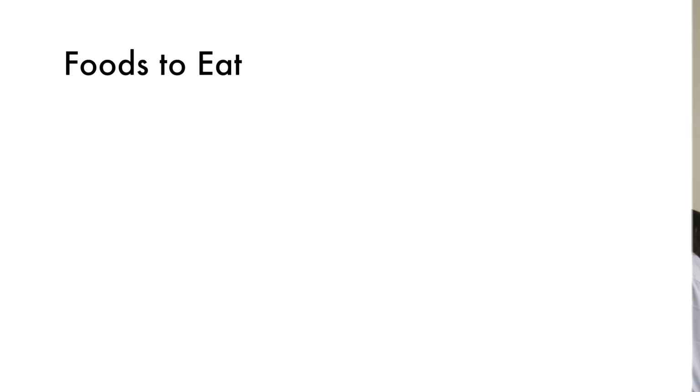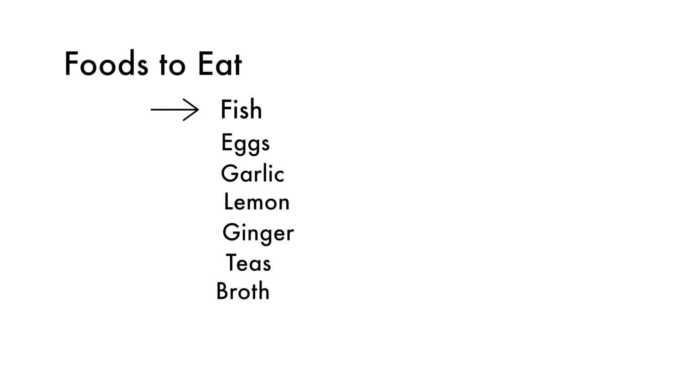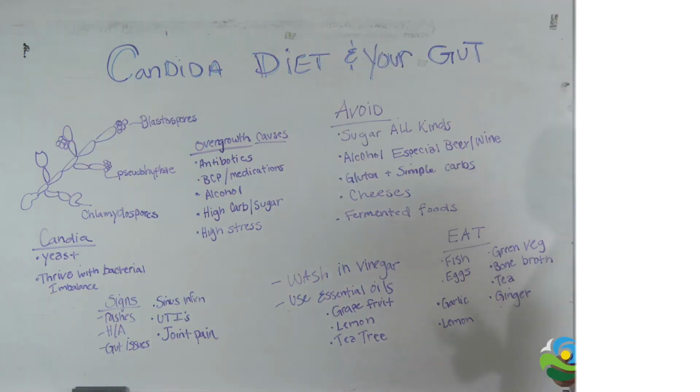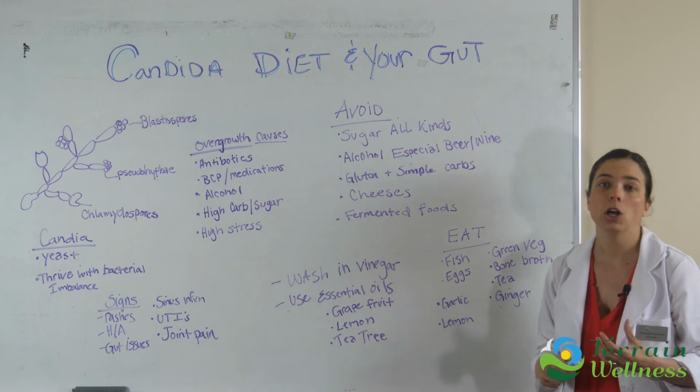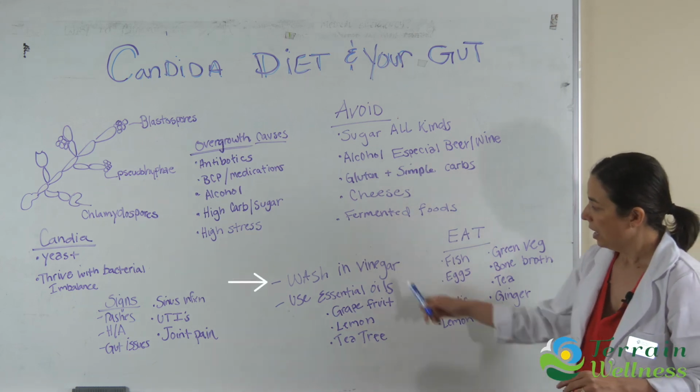So what can we do? What we want to eat is things like fish and eggs. Garlic is really good at killing off Candida. Some people can't handle it in their gut, so check with your doc or your nutritionist with that. Lemon is really fantastic. Ginger, teas are great. Bone broths, green vegetables. All of these are really simple, easy to digest foods and very, very low in sugar, so it helps with that fermentation process.